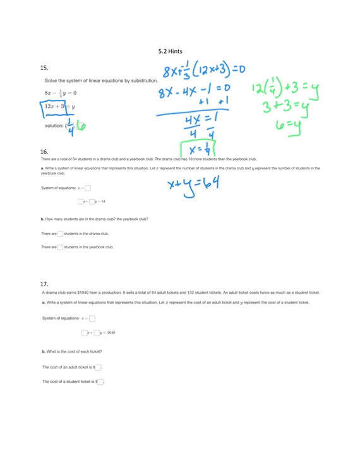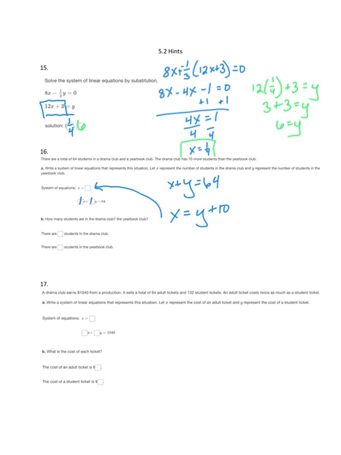Then I have this idea that the drama club, and the drama club, remember, is x, has 10 more students than the yearbook club. So our drama club, which is x, is equal to however many students are in the yearbook club plus 10. So it looks like this is the first equation you have here, x equals y plus 10. And the other equation is just x plus y equals 64. So I guess we can put in ones here. 1x plus 1y equals 64.